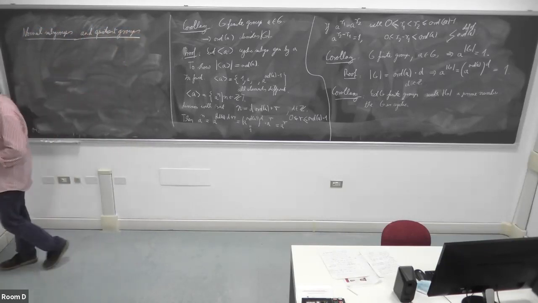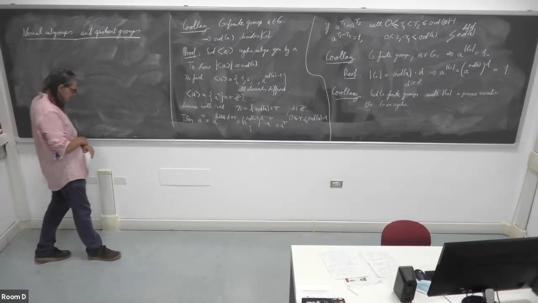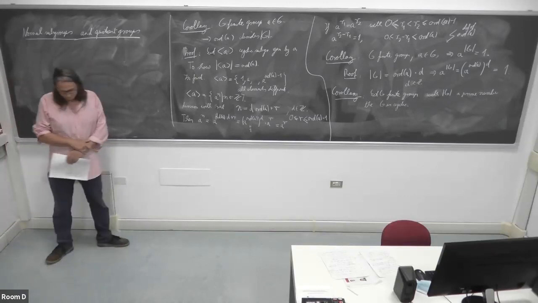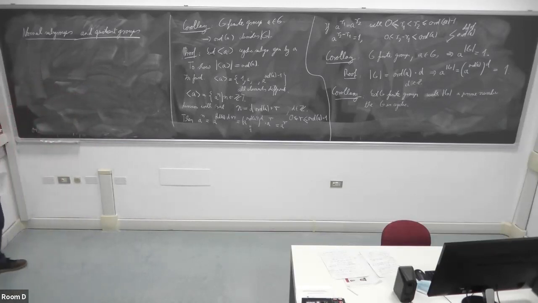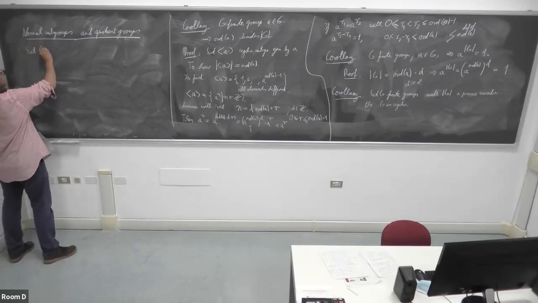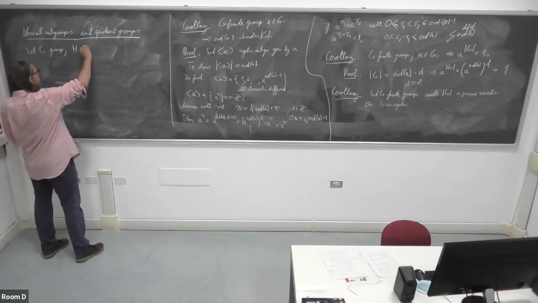So we know what a subgroup is. There are some subgroups which are nicer than others. And the point is, maybe really the motivation for this is the following. Here's this group G, and H is a subgroup.